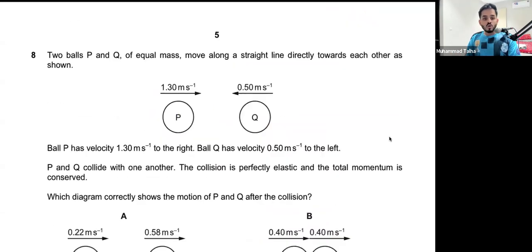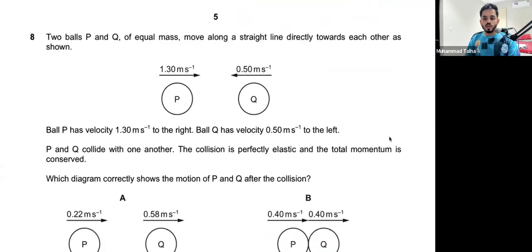Question number 8. Two balls P and Q of equal mass move along a straight line directly towards each other as shown. Ball P has velocity 1.3, Q has 0.5 to the left. P and Q collide, the collision is perfectly elastic and total momentum is conserved. This diagram correctly shows the motion of P and Q after the collision.